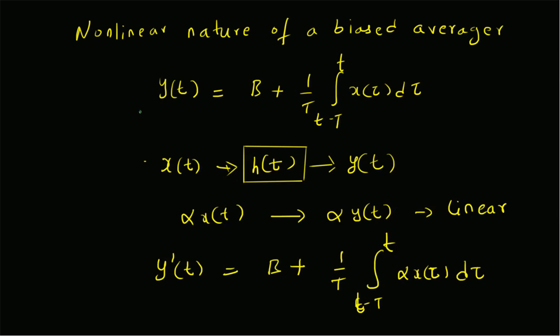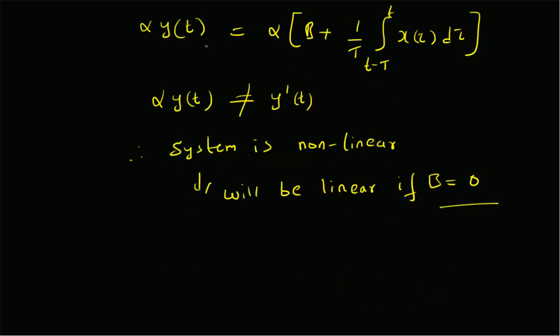To summarize, in this video we have looked at the non-linear nature of a biased averager. Given the system function y(t) equal to b plus the average of the signal over a length of time T, we wanted to show that it is non-linear. First we looked at the linearity property: when we give alpha times x(t), a weighted input, we should get exactly alpha times y(t) as output. The actual output we get is b plus the average, while alpha times y(t) is alpha times b plus the average. Obviously these two are not the same, so it is a non-linear system.